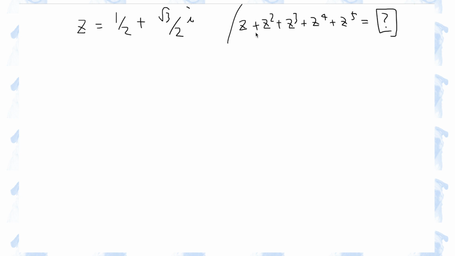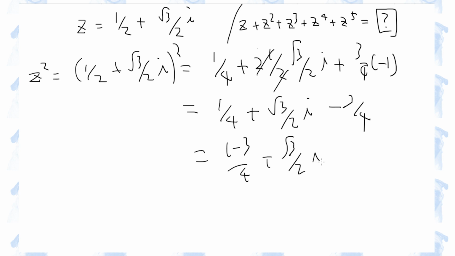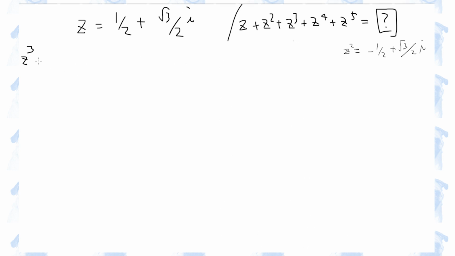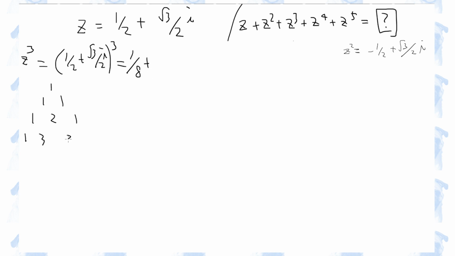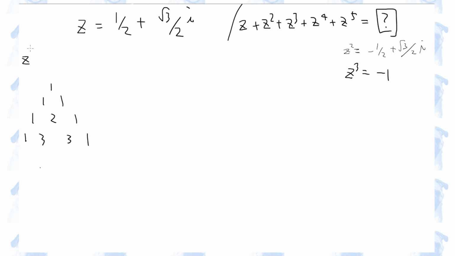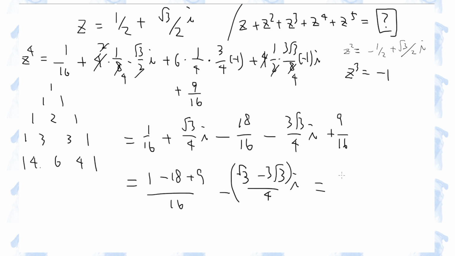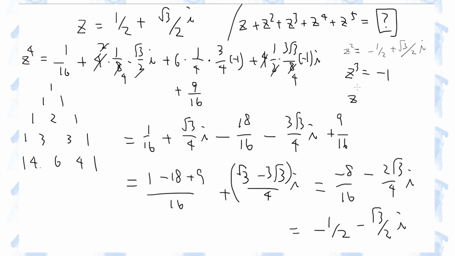So this is going to be a very long and tedious calculation. What is z squared? Next, what is z cubed? What is the coefficient of the second term? So z cubed is -1. Next, what is z to the 4th power? So z to the 4th power is -1/2 minus √3 over 2 times i.